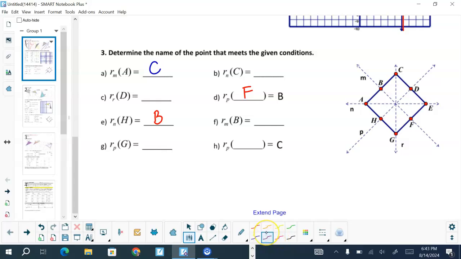Okay, so we did a couple of these together. Let's just rapid fire here, go through these. For letter B, we should have been at G. Letter C should have been B. We did D and E. F should have been B. G should have been A. And H should have been E.